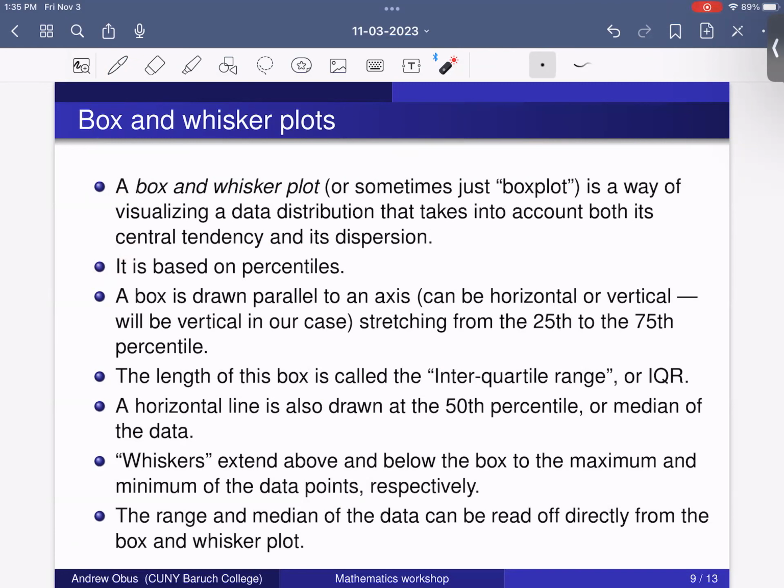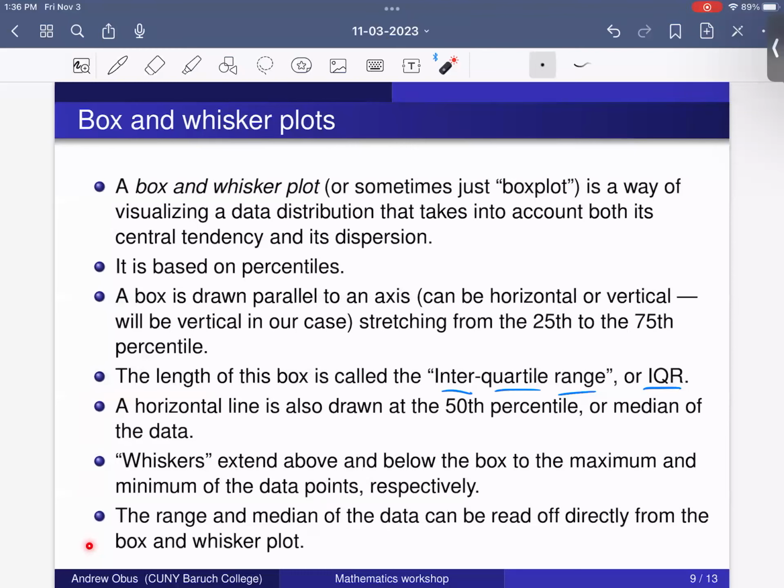I'm going to say all of this, but it'll make more sense when we do an example. So a box is drawn parallel to an axis. You can do it vertically or horizontally; we'll do it vertically. And the box stretches from the 25th to the 75th percentile of the data. The length of this box is sometimes called the interquartile range, abbreviated IQR. Then a horizontal line is also drawn at the 50th percentile, which is the median of the data. And then whiskers extend above and below the box to the maximum and minimum of the data points respectively. Then you can read off the range and the median of the data directly from the box and whisker plot.